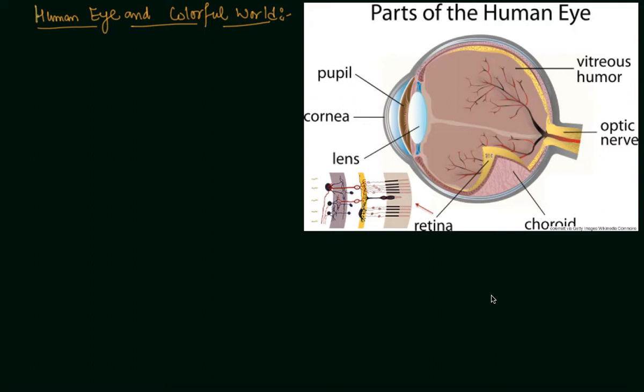So today we are starting a new chapter named Human Eye and Colorful World. In this lecture we will first discuss the human eye. As you all know, the human eye is one of the most valuable and sensitive sense organs, and it enables us to see the wonderful world and colors around us. That is why the chapter is named Human Eye and Colorful World.